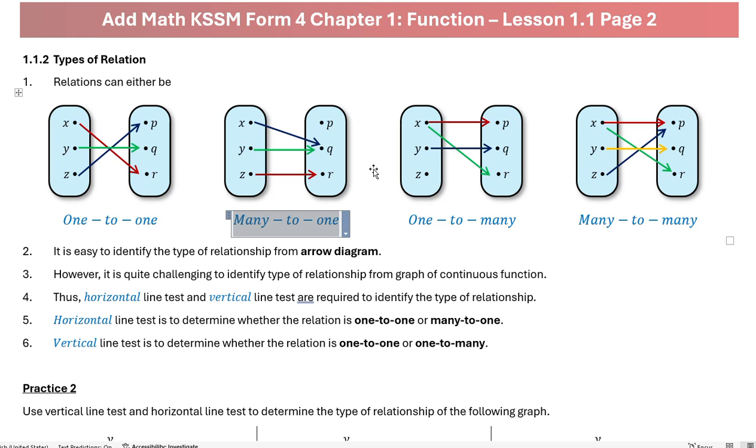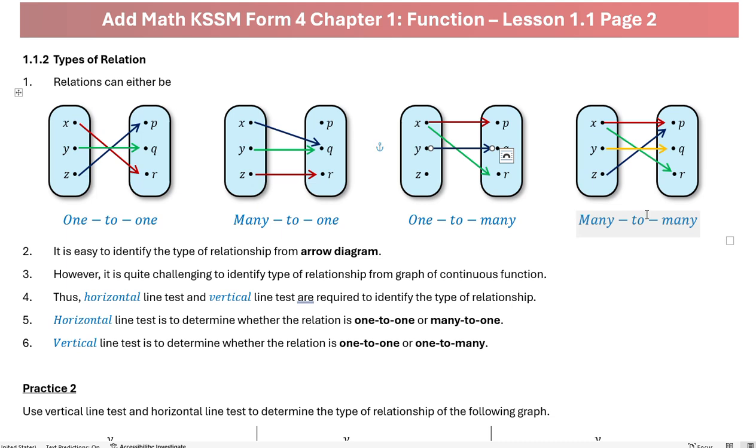How about this one? The blue arrow shows the relation is 1 to 1, and the green and the red arrows show the relation is one object pointing to many images. So we've got both 1 to 1 and 1 to many. So once we've got both, the relation is 1 to many. No need to write both 1 to 1 and 1 to many. Only 1 to many. And how about this one?